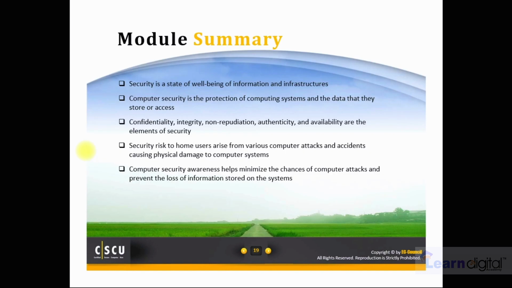So what is the module summary, what we discussed in this session? Security is a state of well-being of information and infrastructure. Computer security is the protection of computing systems and the data that they store or access. Then CIA, that is confidentiality, integrity, availability. Along with these three, non-repudiation and authenticity are elements of security. Security risks to home users arise from various computer attacks and accidents causing physical damage to the computer system. And computer security awareness helps minimize the chances of computer attacks and prevent the loss of information stored on the systems.